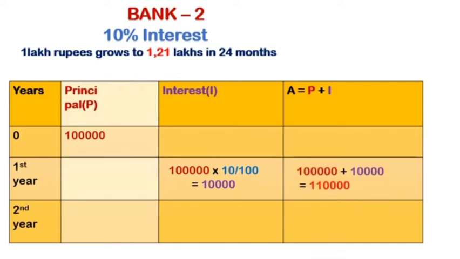10% means 10 by 100. So 1 lakh into 10%. 1 lakh into 10 by 100 is equal to 10,000 rupees. Then how much is the amount after 1 year? 1 lakh plus 10,000 is equal to 1 lakh 10,000 rupees. Clear?